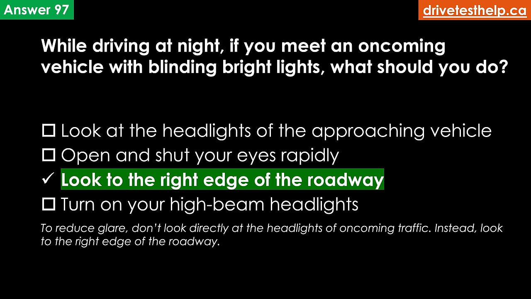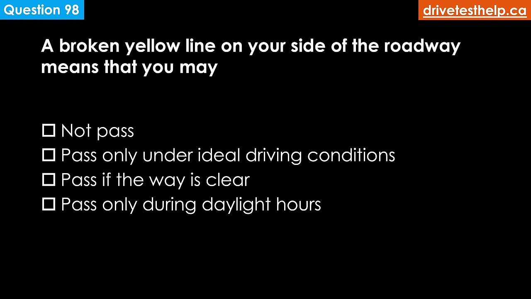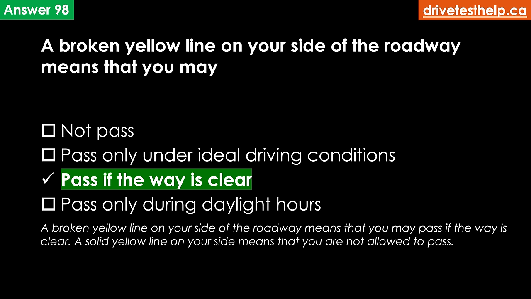A broken yellow line on your side of the roadway means that you may not pass, pass only under ideal driving conditions, pass if the way is clear, pass only during daylight hours. Correct answer, pass if the way is clear. A broken yellow line on your side of the roadway means that you may pass if the way is clear. A solid yellow line on your side means that you are not allowed to pass.